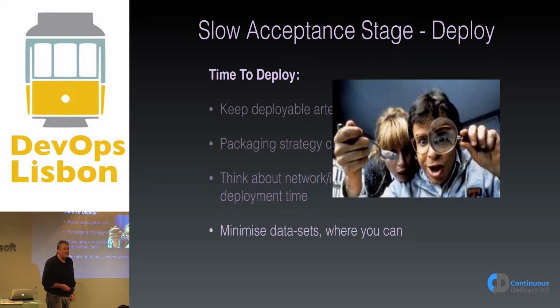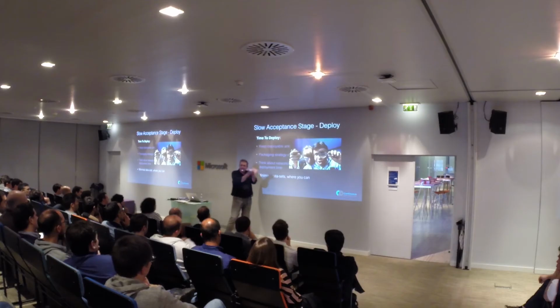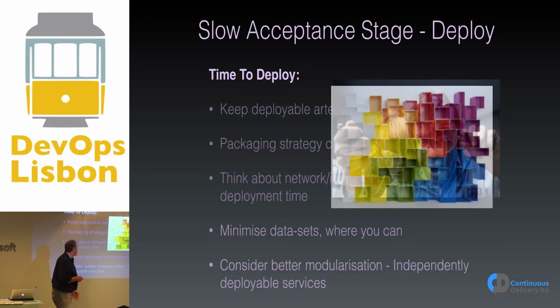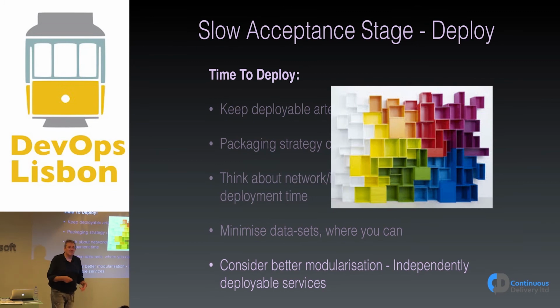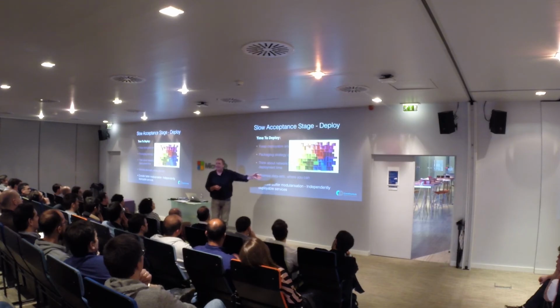Minimize data sets wherever you can. I'm a big fan in automated testing of synthetic data. I really seriously dislike, on the whole, just taking dumps of production data and running them through the system. Think about better modularization and better independence. This is kind of counter to the previous advice about splitting things out, but it is a viable strategy. You've got to understand it and take the consequences, but it's worth considering.